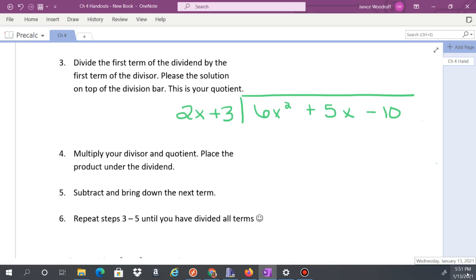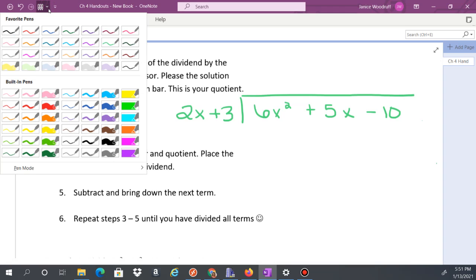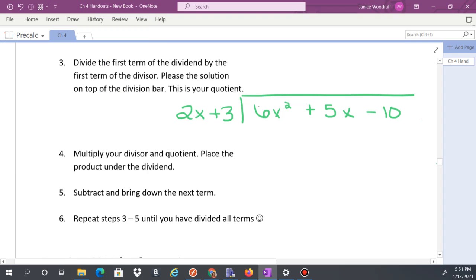So step 3. Take the first term of the dividend and divide that by the first term of the divisor. This is my dividend, 6x squared. I'm going to divide that by this first term here, 2x. I'm always going to divide by that first term of the divisor, so I'm always dividing by 2x in this problem. That gives me 6 divided by 2, 3. X squared divided by x, x. So I get 3x. I'm going to put that on top of my division bar. Okay, that's my quotient.